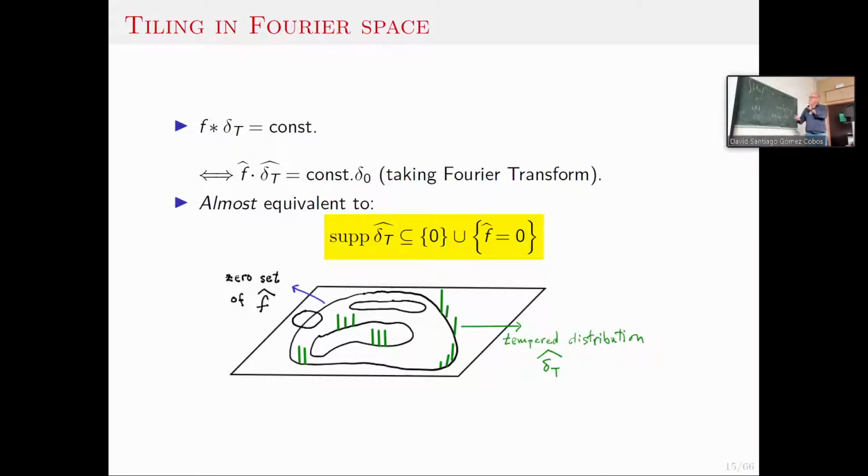But this is what I will be calling from now on the spectral condition for tiling. So tiling can be expressed on the Fourier side. And on the Fourier side, it means exactly this: that the Fourier transform of the translates lives on the zeros of the object. So again, you have to understand this set of zeros very well.